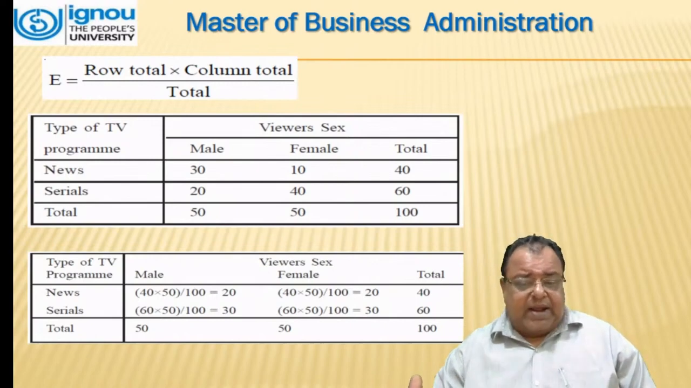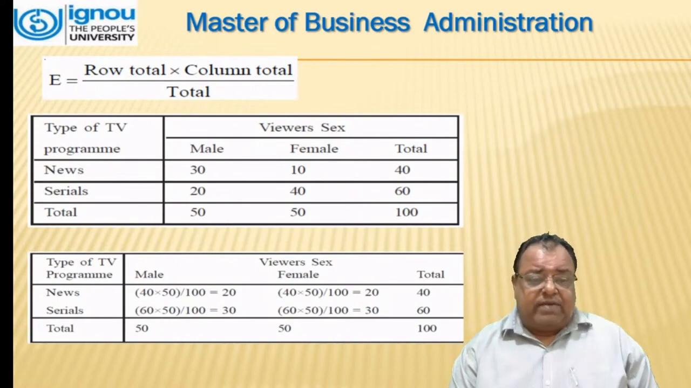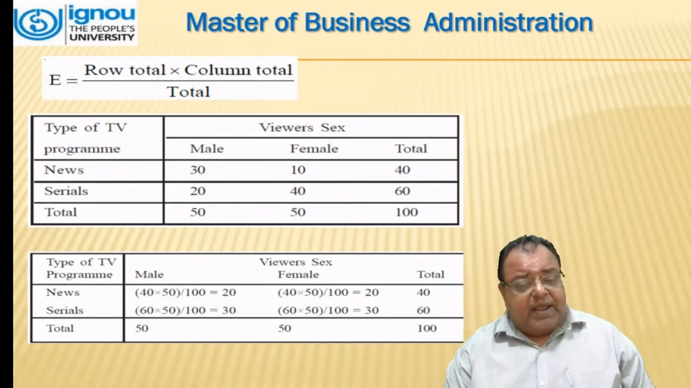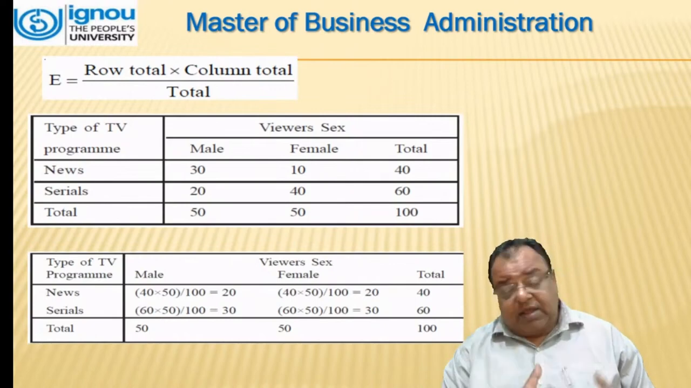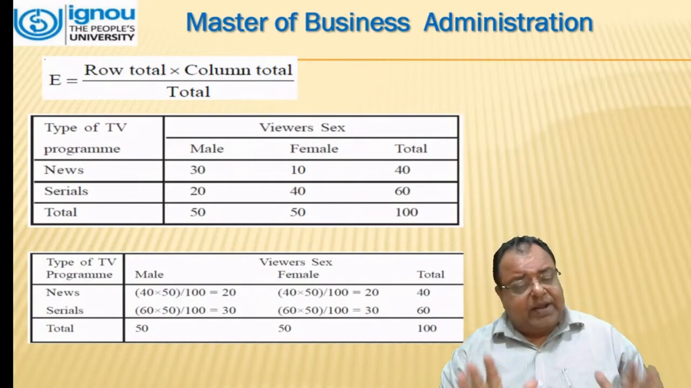And when we add up, it becomes 40. Again, for serials, 60 into 50 divided by 100, which is 30. And for female, it is 60 into 50 divided by 100, that is 30. When we add up, we get 60. The total should remain 100.